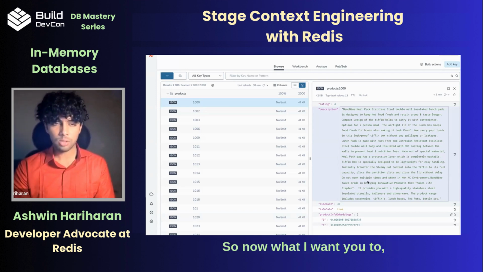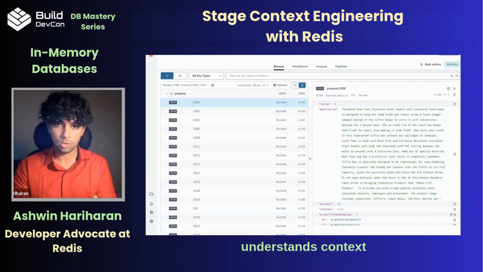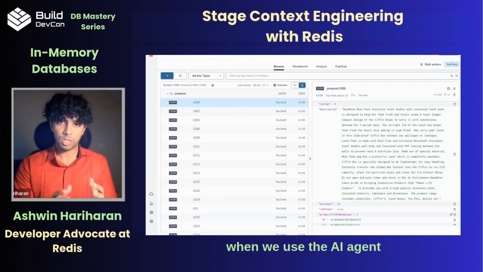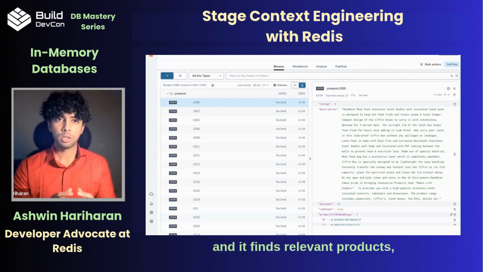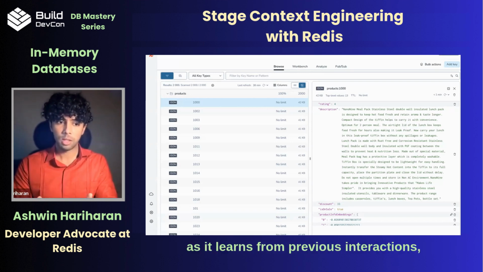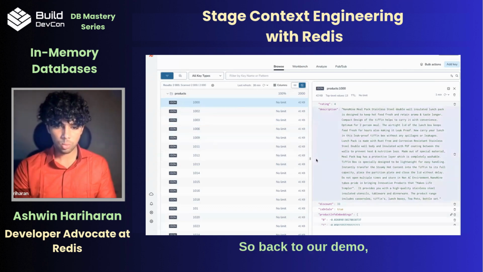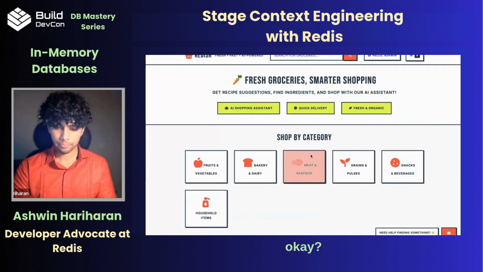So now what I would like for you to watch for is how the system understands context when we use the AI agent, and it finds relevant products even with vague descriptions, and how the system gets faster over time as it learns from previous interactions. So back to our demo.